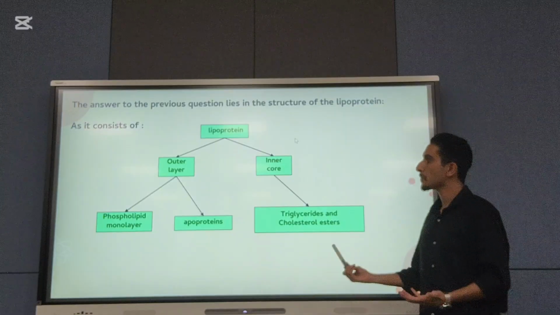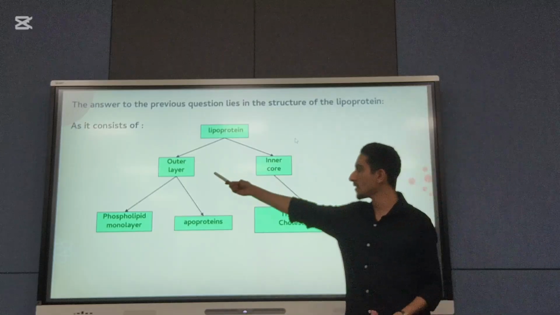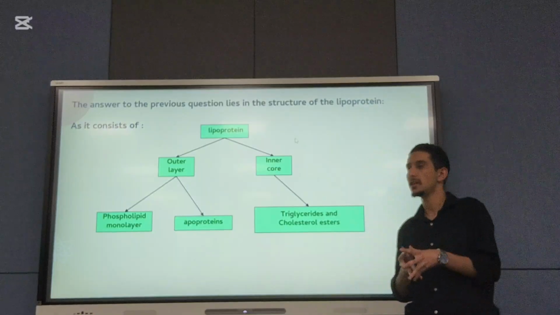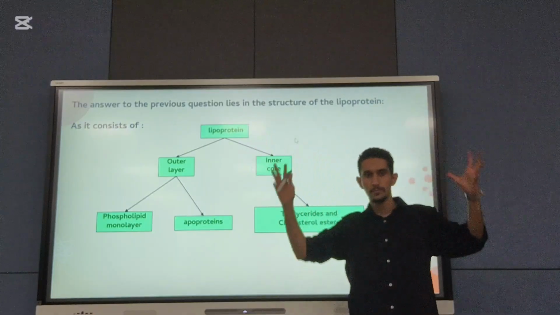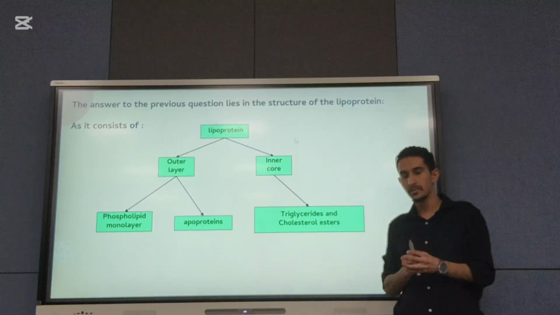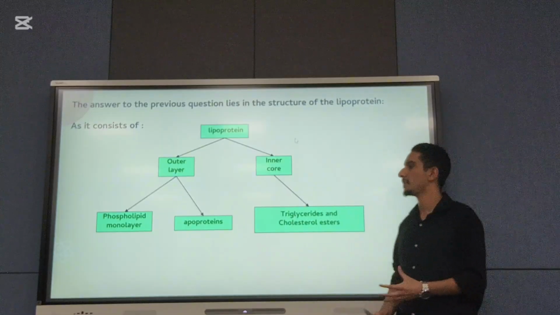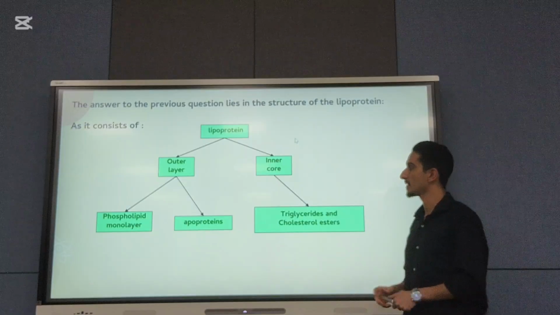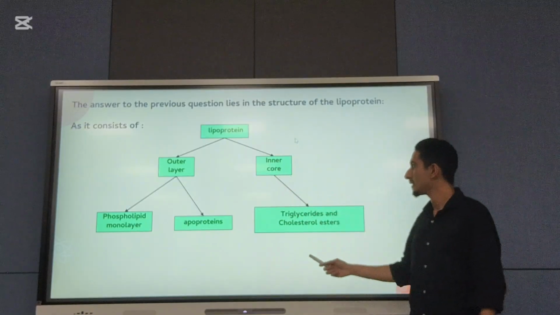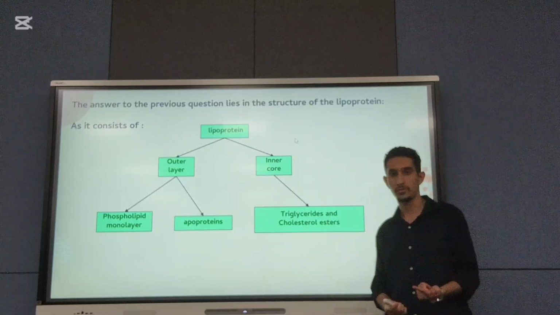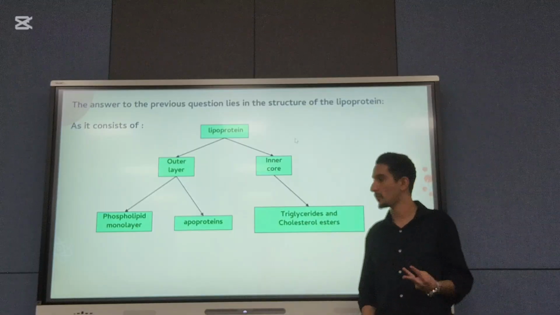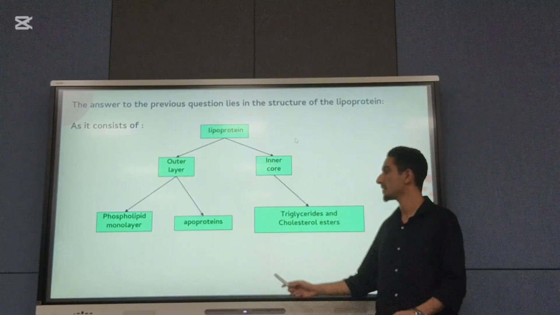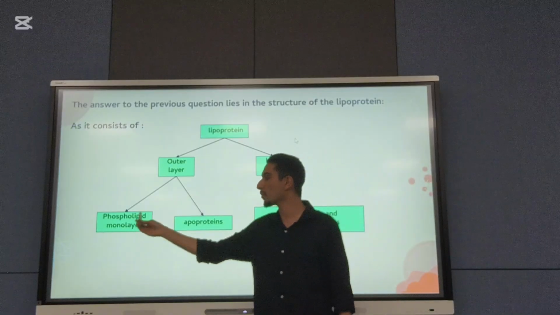Lipoprotein consists of an outer layer and an inner core. Inner core means something central. Imagine the lipoprotein as a ball. The center of it is the lipid, and the outer layer of it is a protein. The inner core could be triglyceride, cholesterol, cholesterol esters, any lipid. The outer layer consists of a phospholipid monolayer.